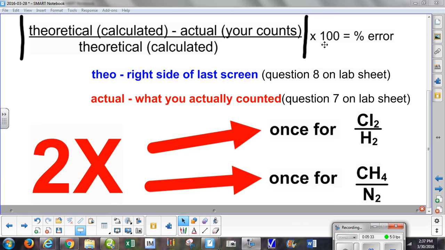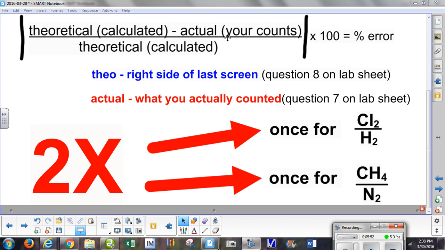What I'm exposing right now is the bottom half of the last screen you were looking at, and this is your theoretical, which is calculated from molar masses. This is your actual that you get from your counts.